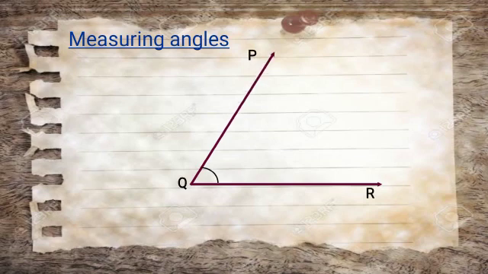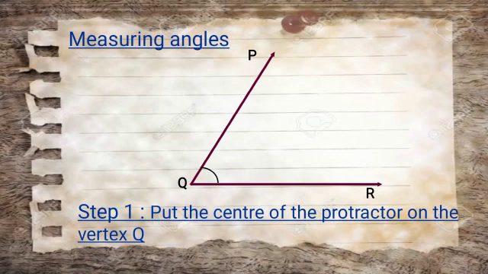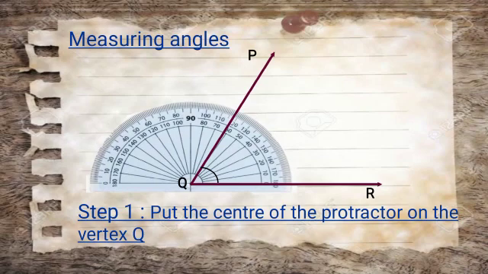Okay, now we will solve some problems, or we can measure some angles based on that. So here one angle is given and you have to measure the angle. So what is the procedure? What are the steps you have to follow? There are very simple steps to measure the angle. As you can see here, one angle is given. So what is the first step? The first step is you have to put the center of the protractor on the vertex Q. I already explained what is meant by vertex. So vertex Q, you have to put the center of the protractor. As you can see here, I put the center of the protractor exactly on the vertex Q. This is the first step.